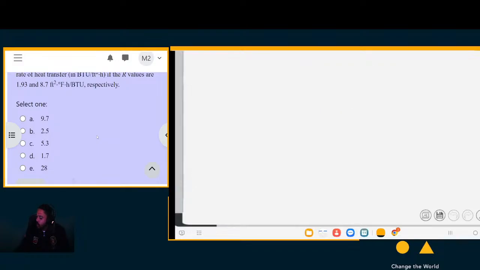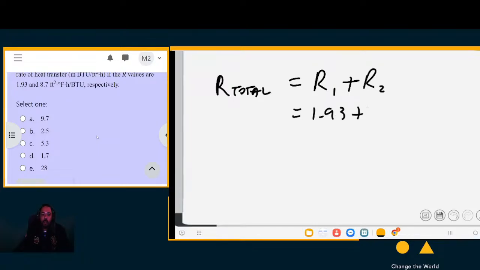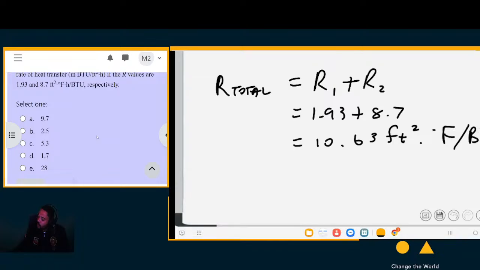Now the R total value, this is still question 20. The R total value is the total value for the R constant. That's R1 plus R2. You first need to determine that. And it's 1.93 plus 8.7 if I'm not mistaken. And that is 10.63 square feet degree Fahrenheit hour per British thermal unit. Okay, so there we have the total R value.